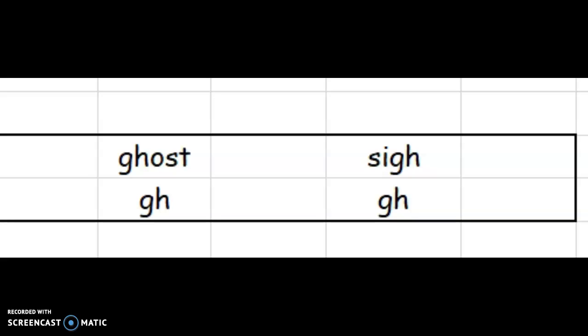So remember, GH as in ghost says G, and it is found at the beginning of a syllable or beginning of a word. GH in sigh is silent, and it is found at the end of a word or at the end of a syllable.